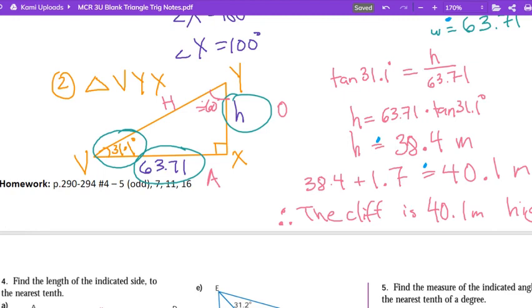Yeah. When solving for height, can I use sine law instead of tan? You can use sine law and it will work.